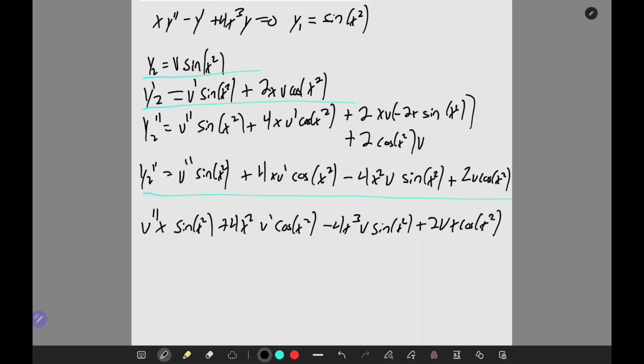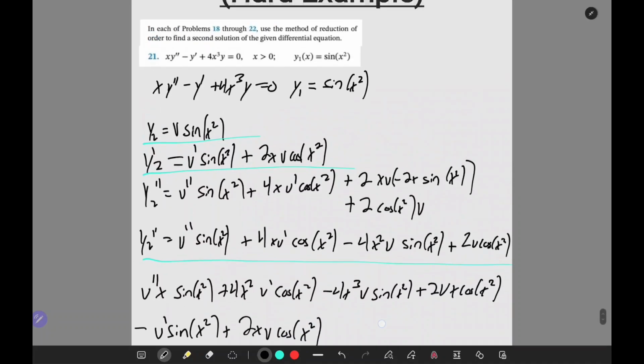That's the y2 double prime part. Now we have minus y prime. So we just rewrite y prime. So here, let me distribute the negative. So minus v prime sine of x squared. Now I'm getting that from up here, right? This line right here. Plus 2x v cosine of x squared.